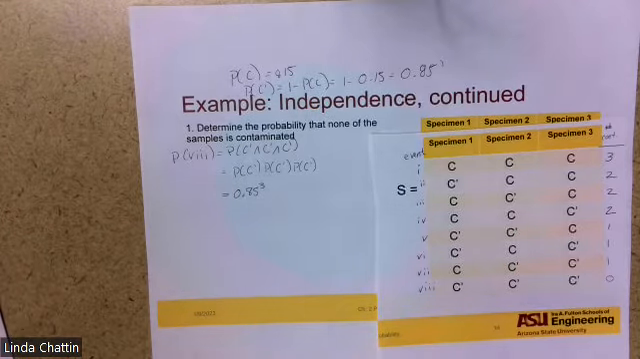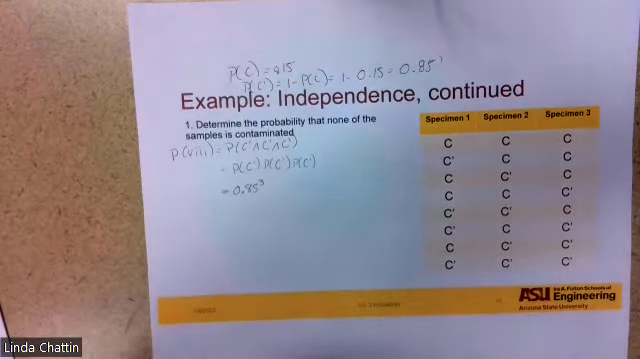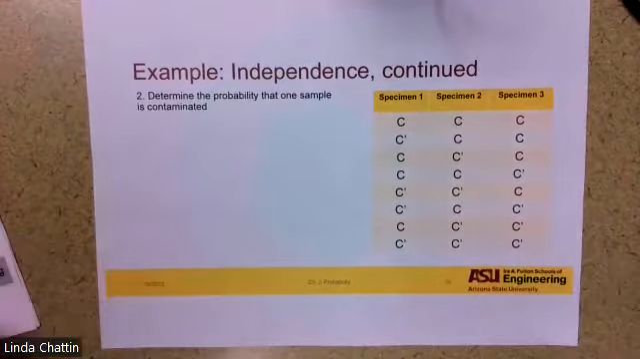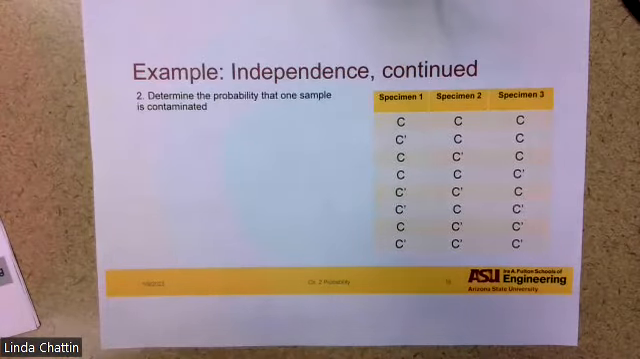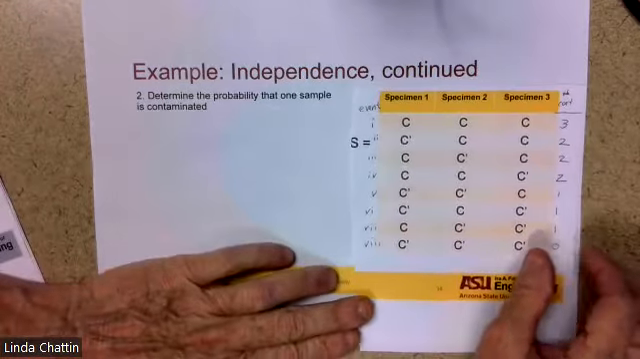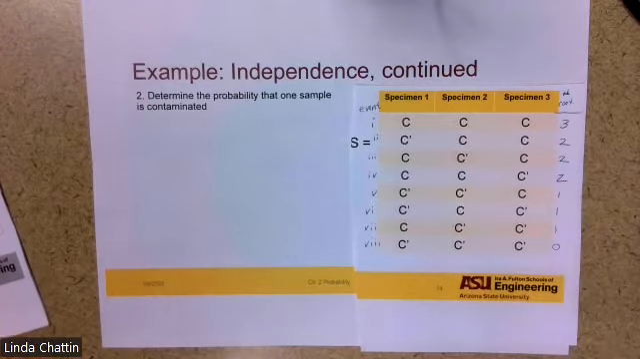How about another problem here? And again, I'm going to save this. The next slide says 2. Determine the probability that one sample is contaminated. And so if I do that, overlay of my sample space, like I did on the last slide, that means that what I want now is all of those events that have a 1 for the number that are contaminated.